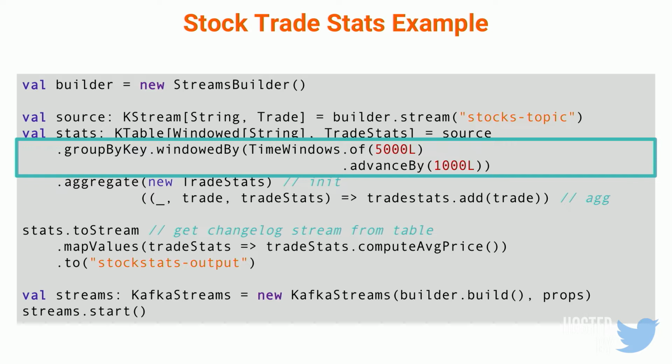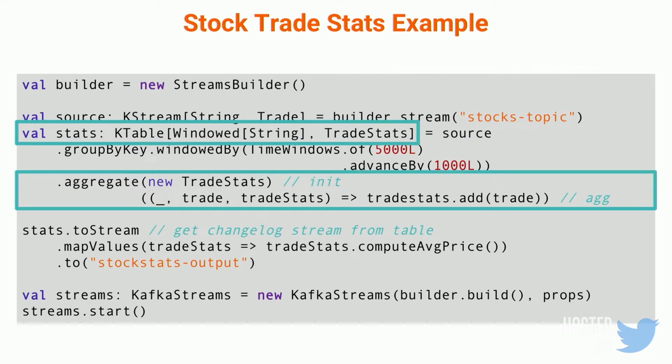And here we get a window of a size of 5,000 milliseconds, so 5 seconds. And we move the window in 1 second intervals. And then when we have all those windows, well, we apply an aggregation function.